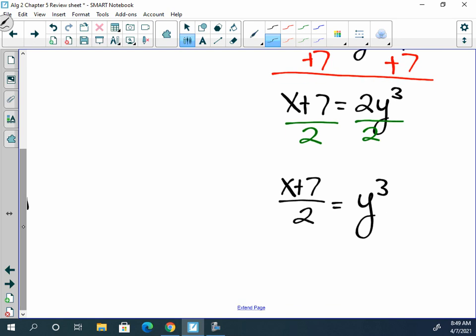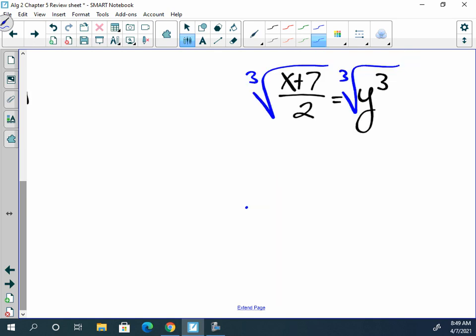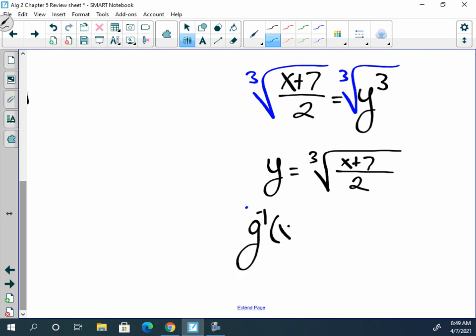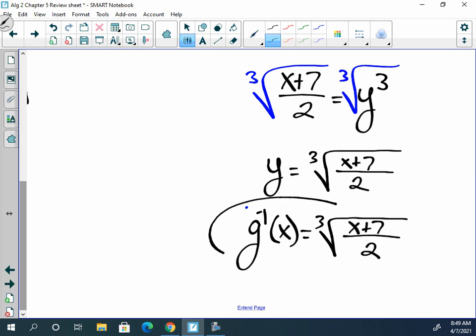Almost. Not square root, but cubed root. You're good. We would cubed root both sides, which would tell me y is equal to the cubed root of x plus 7 over 2. And that would be it.